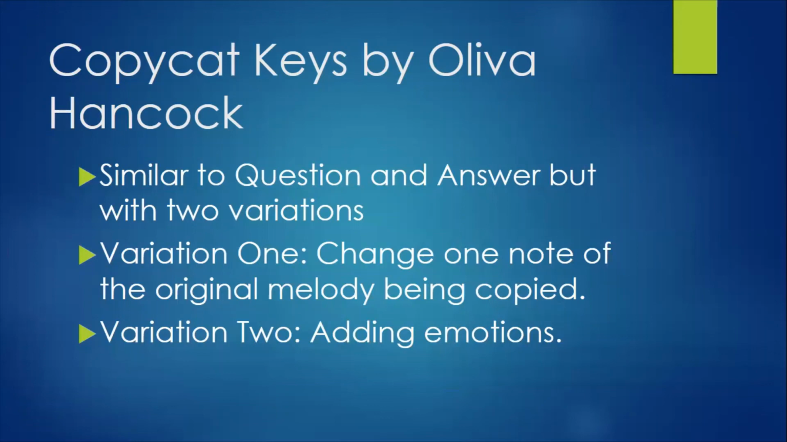What's different about this game compared to Campmeyer's is that there's two variations to it. The first variation is that the student copying the melody has to change one note of the original melody each time they play it back. This will keep the student thinking ahead and focused throughout the activity. The second variation is adding emotions into the mix. Whether the melody or rhythm is original or copied, it must show an emotion. Therefore, if the original is mimicked, the emotion has to be copied too. They can be tweaked too to show a different emotion.